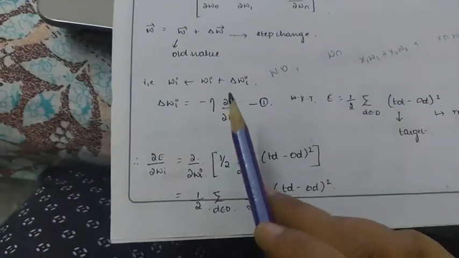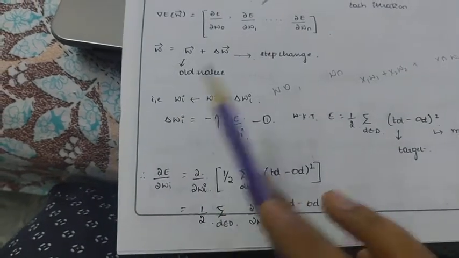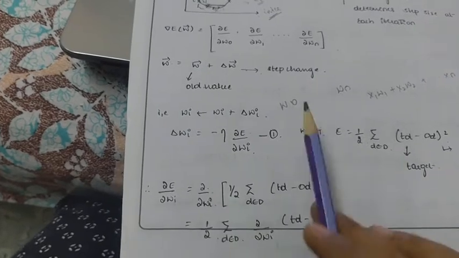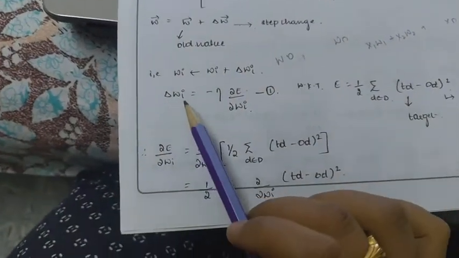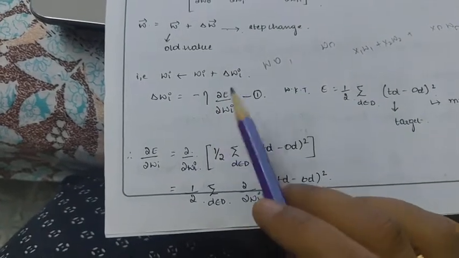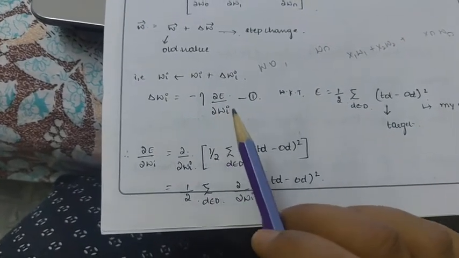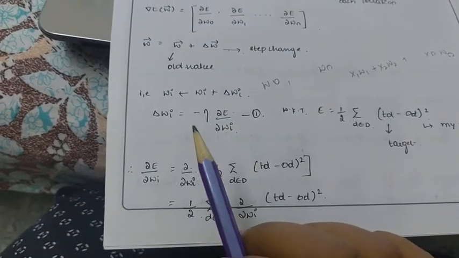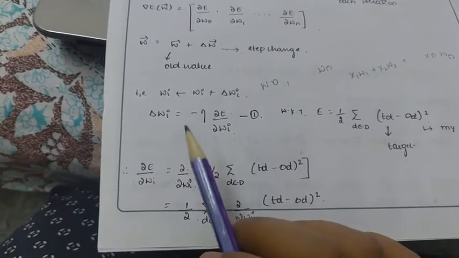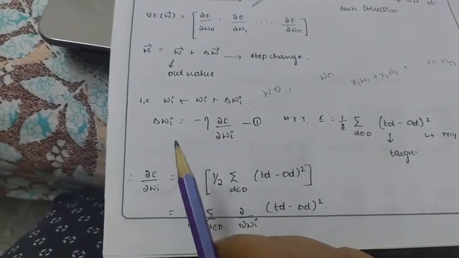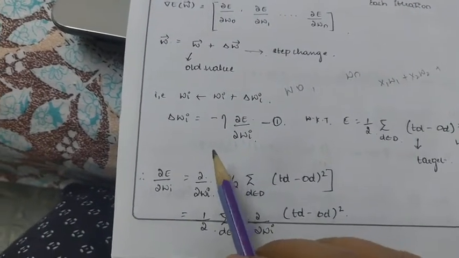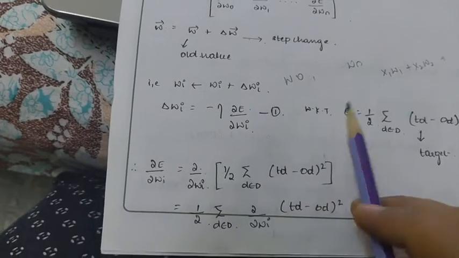Now Wi indicates a general weight value. It can take values from 0 to n, so the i value will be from 0 to n. So what is the value of this delta Wi? Delta Wi equals minus eta del E by del Wi. Delta Wi indicates a step change. The i value indicates the number of weights that we have to consider. So the i value depends on the number of inputs.